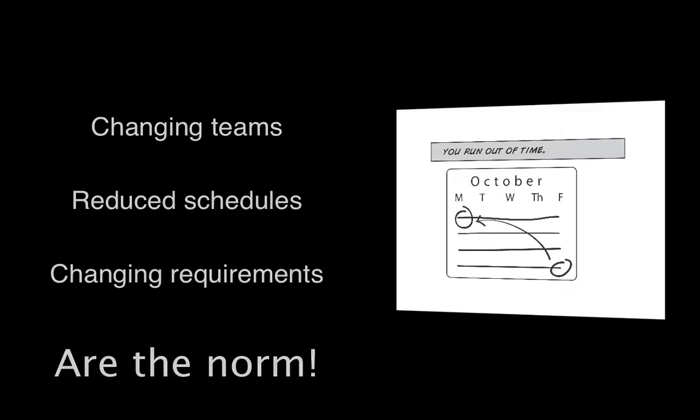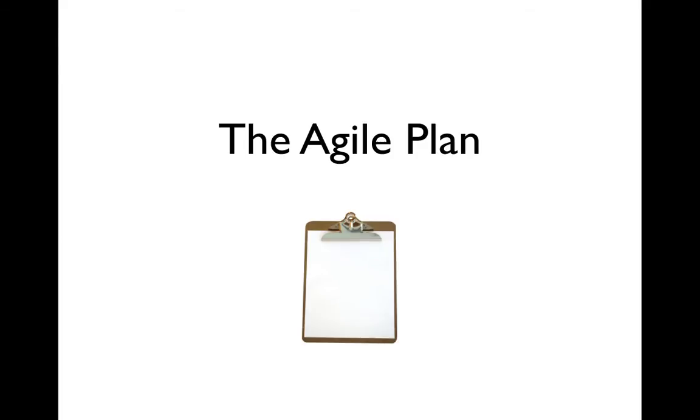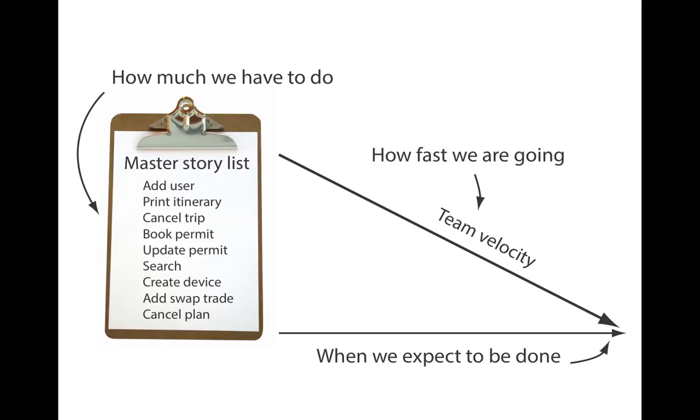To deal with these realities, what we need is a way of planning that delivers value, is highly visible, lets us make promises we can keep, and enables us to adapt and change when necessary. Enter the Agile Plan. In its simplest form, Agile Plan is nothing more than measuring the speed a team can turn user stories into production-ready software, and then using that figure to figure out when they'll be done.